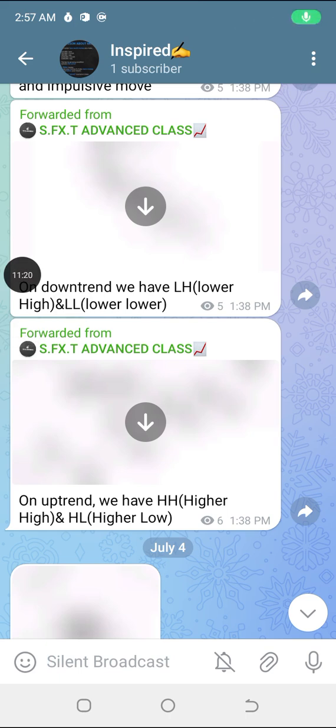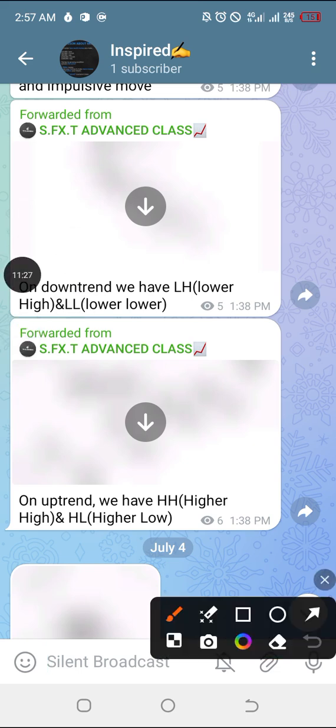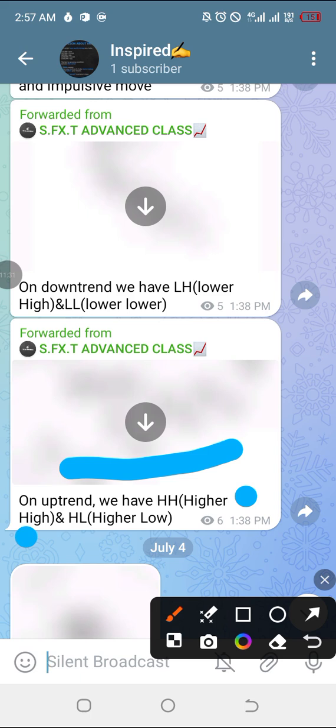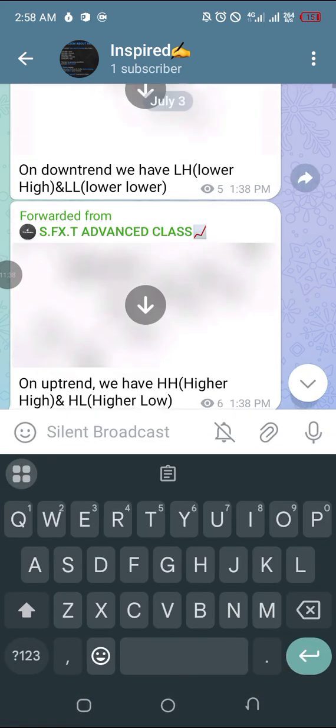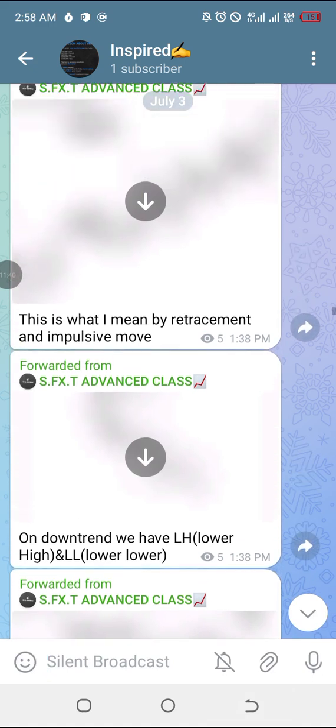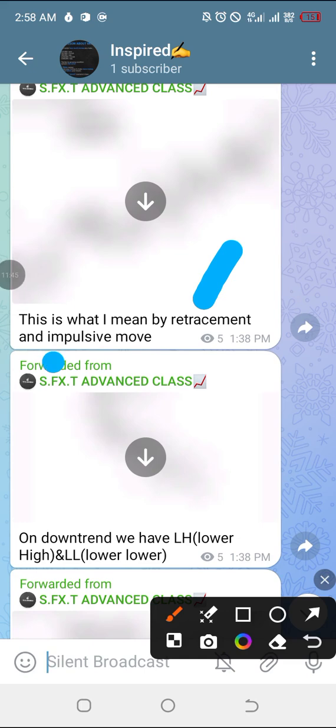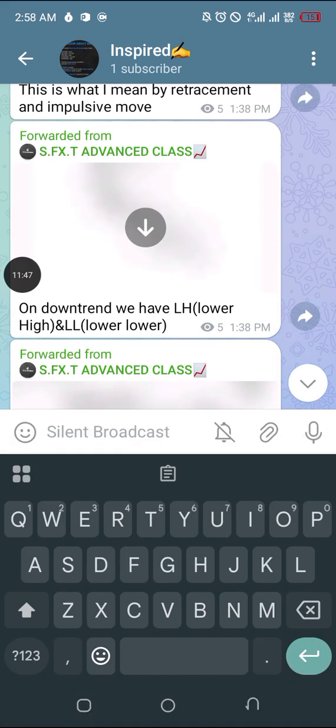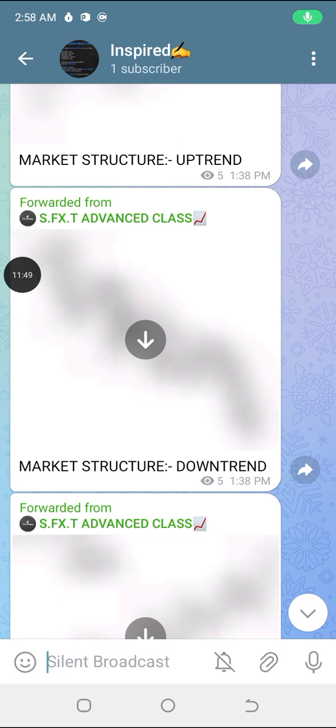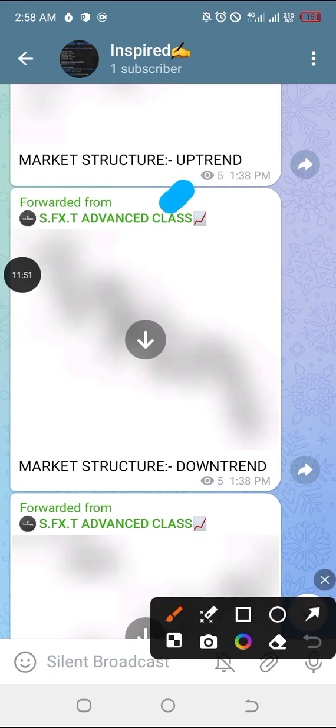So I've already explained what it looks like on charts. I just want you to see the spellings. So remember, for uptrend, we have higher high, higher low. Downtrend, lower high, lower low. Okay. Then I mentioned retracements, impulsive move, and I explained that market structure we have uptrend, downtrend.